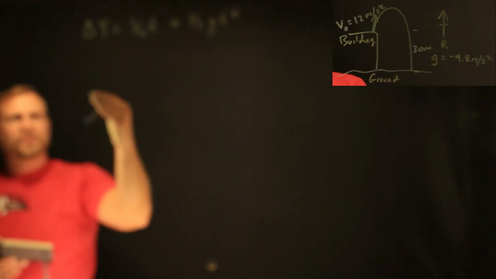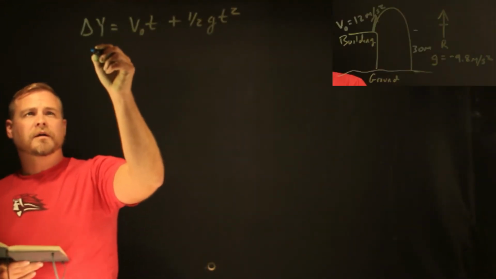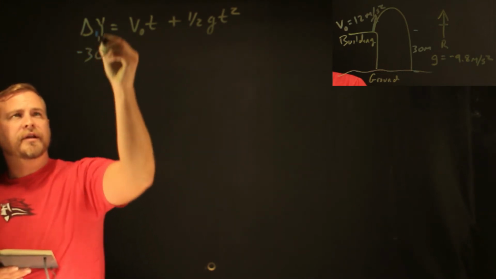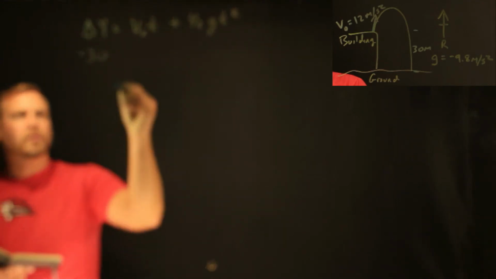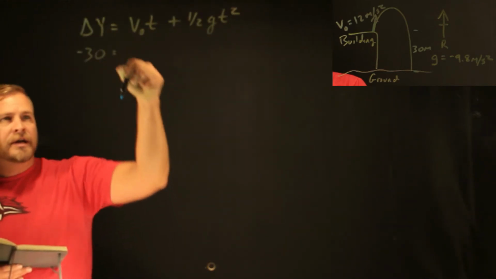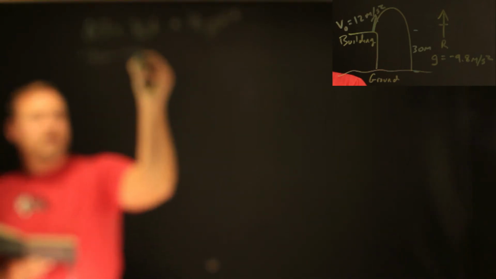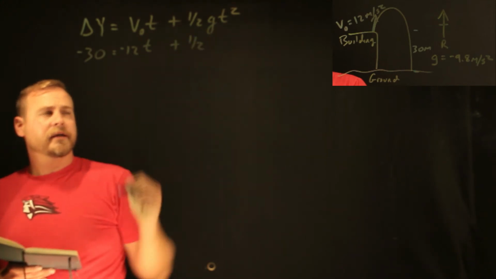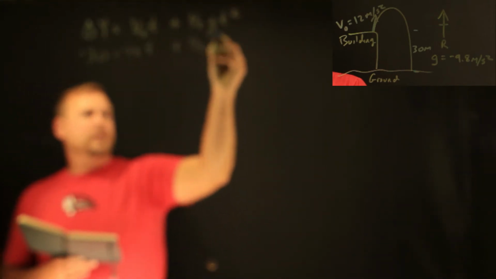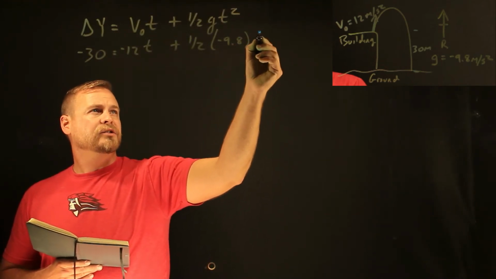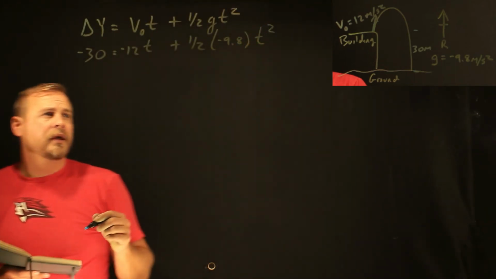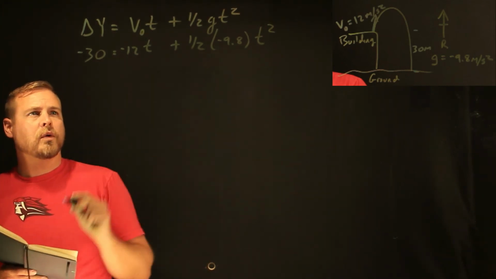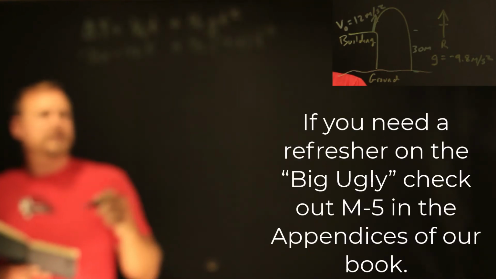My change in position is going to go from 0 to 30. So I'm going to have a negative 30 meter change because I'm dipping below my origin. My initial velocity, because I'm starting with that negative 12 meters per second on the way down. My acceleration is still opposite, so I have negative 9.8 meters per second squared times t squared. Now, this may not be intuitive yet, but what we want to do is get this into the quadratic formula, and then we'll use that to solve.